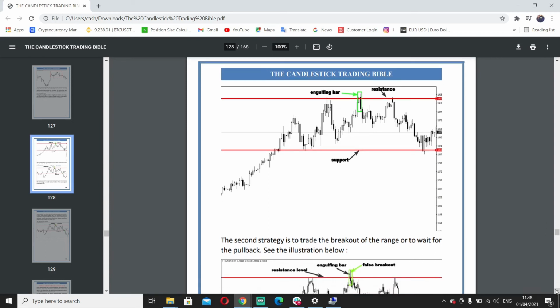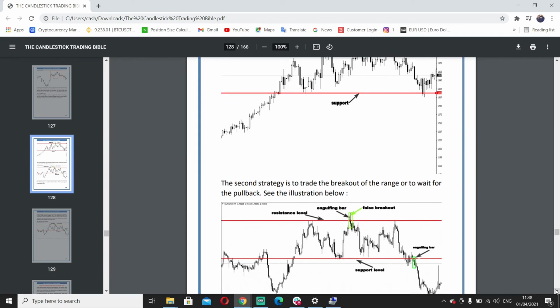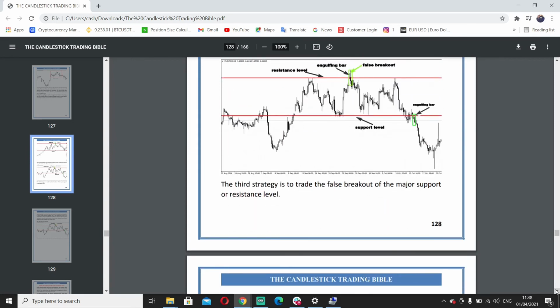So the second strategy is to trade the breakout of the range or to wait for the pullback. See the illustration below. So here we have a resistance level, a false breakout, an engulfing bar, and that is our confirmation to take the trade. But as you can see, it's much more difficult when you don't really know which exact direction the market is moving.